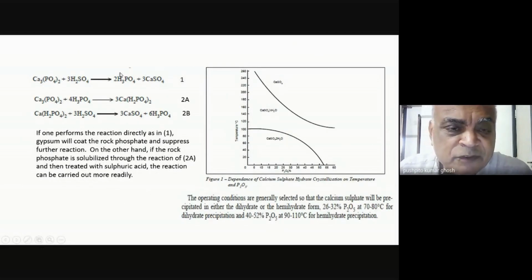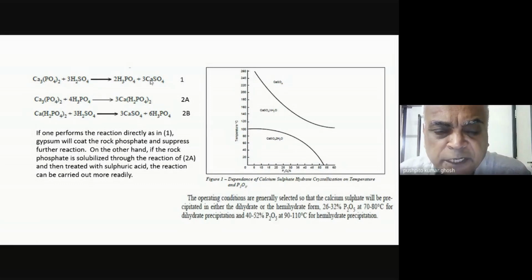Now, what happens is that when you go to do this reaction, even though it looks so simple, you see, because calcium sulfate is sparingly soluble, and initially it is being formed as a very fine precipitate, it can go and coat the rock phosphate. So what will happen is that it forms like an outer coating of calcium sulfate on the rock phosphate, and because of that, it can prevent the further reaction with sulfuric acid. This then becomes a problem. Even if I put sulfuric acid, the reaction is not going because of the coating of calcium sulfate.